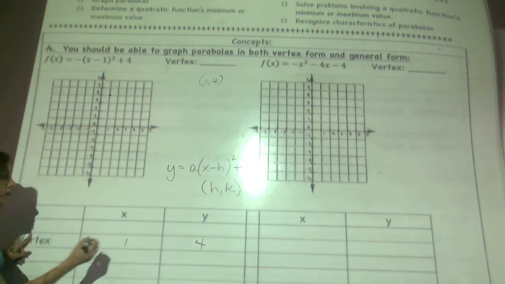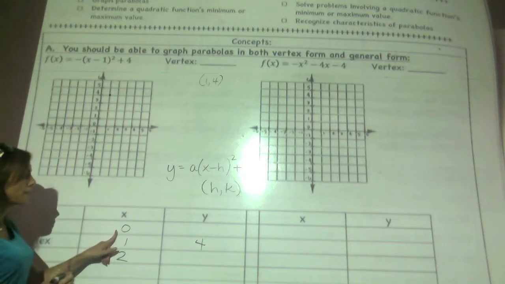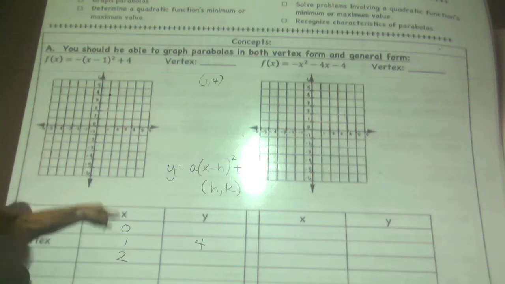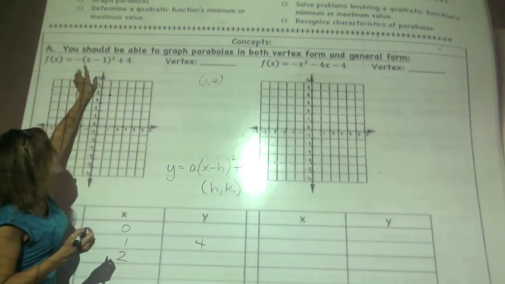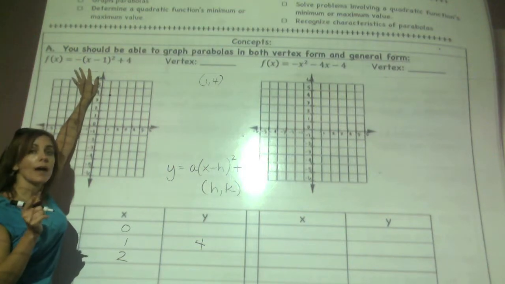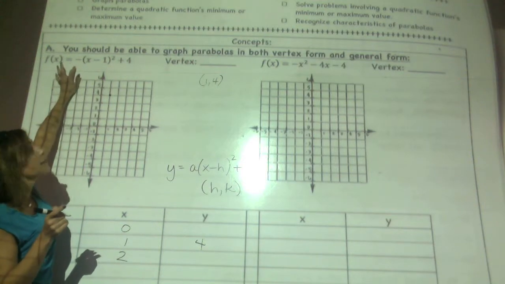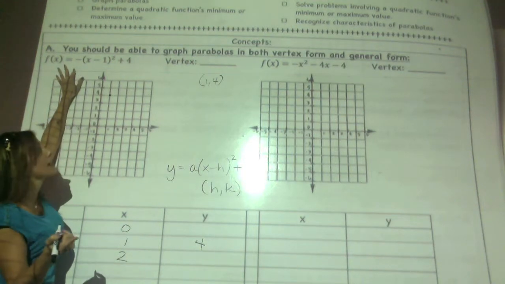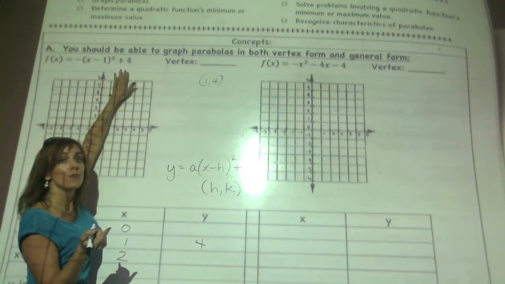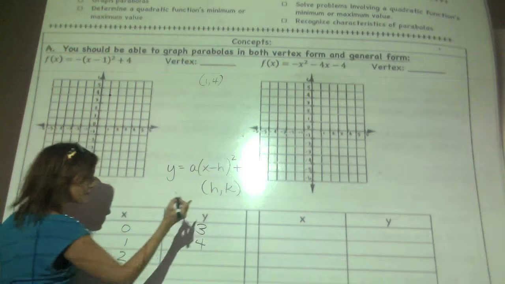If I subtract 1, it's going to be 0. If I add 1, it's going to be 2. Let's find f of 0. Plug that 0 in here. 0 minus 1, negative 1. Square that. Negative 1 squared is positive 1. Then apply this negative out here. So we're back to negative 1, and add 4. Negative 1 plus 4 is 3.